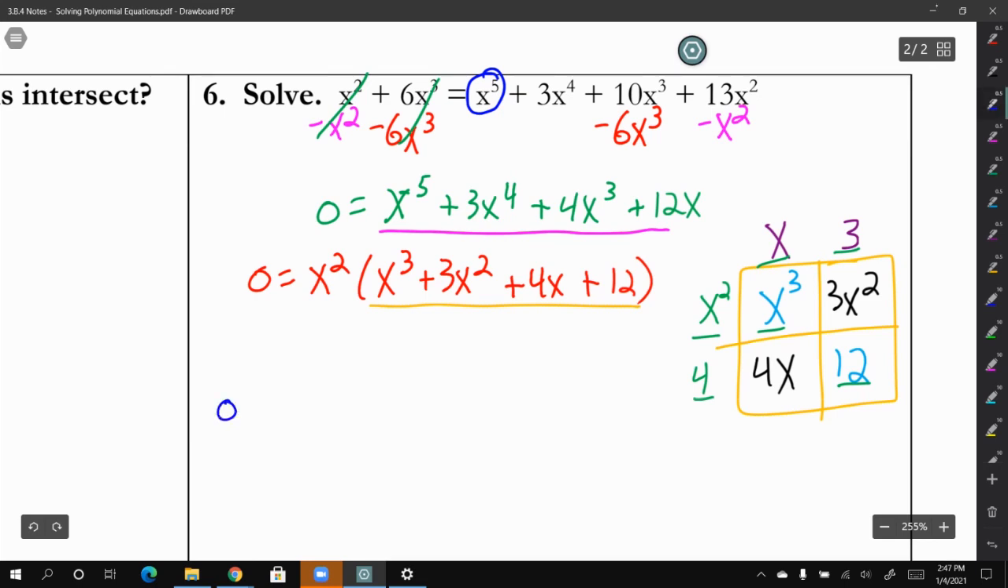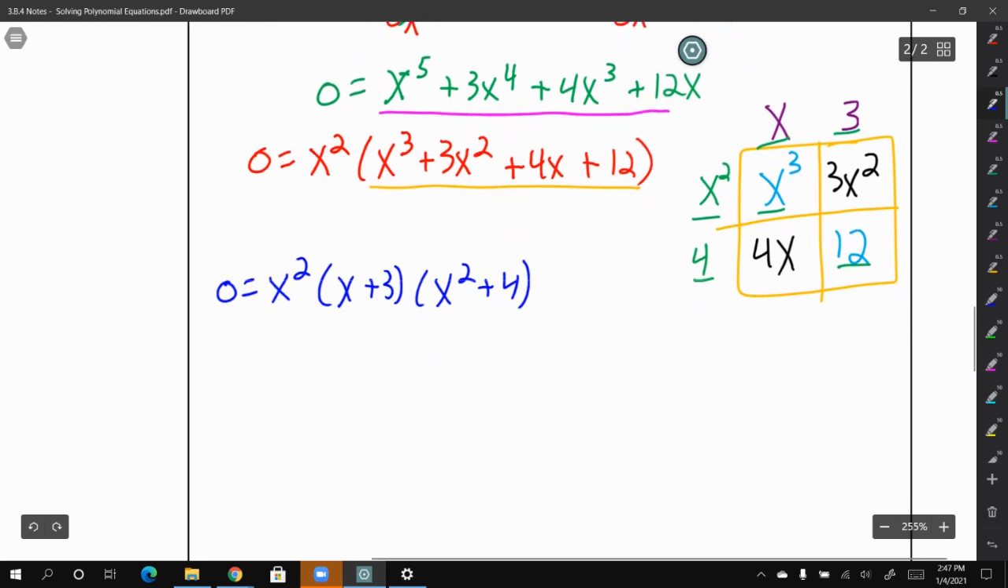So we have 0 equals x squared times x plus 3 times x squared plus 4. And then we will set each part equal to 0. So x equals 0. Like we did on the second problem, we don't need to write x squared equals 0 to do the square root of both sides and then plus or minus 0, because there is no negative 0. 0 is just 0. So it'll be x equals 3.